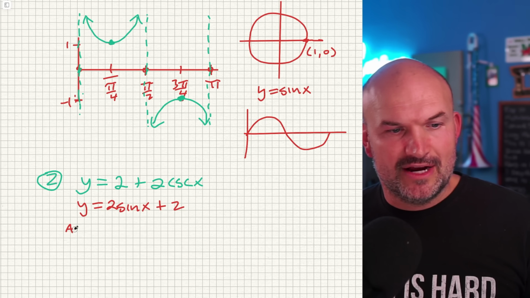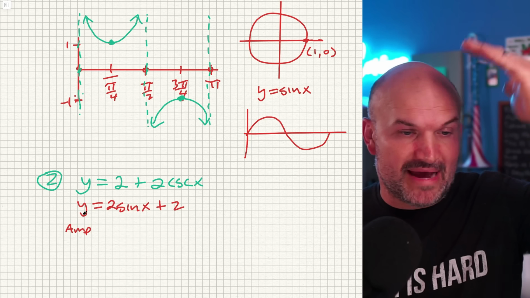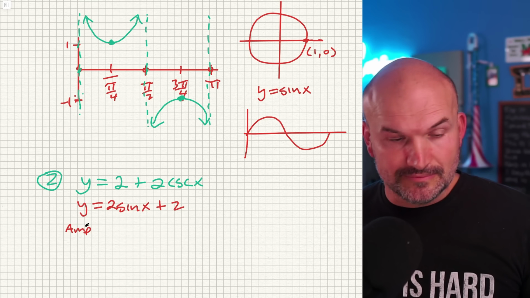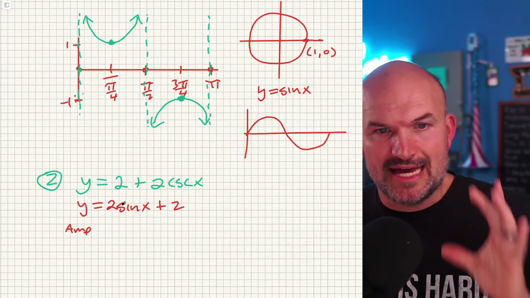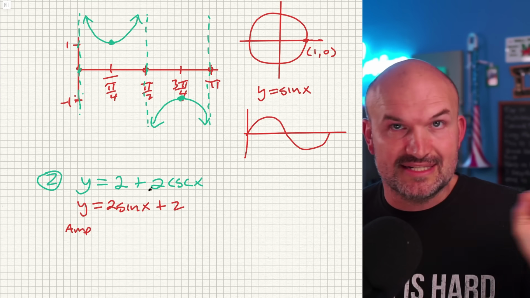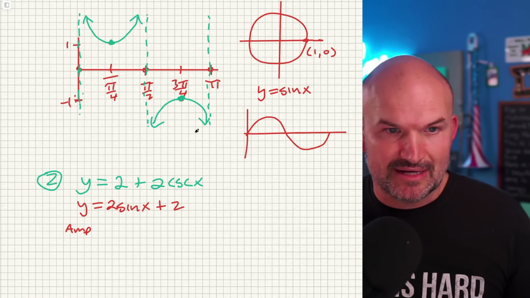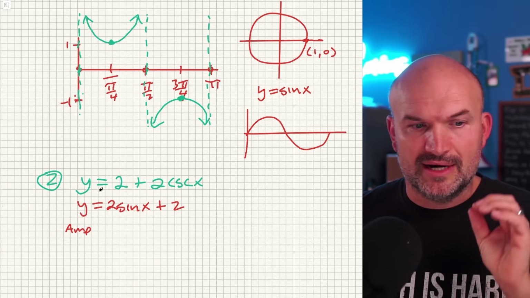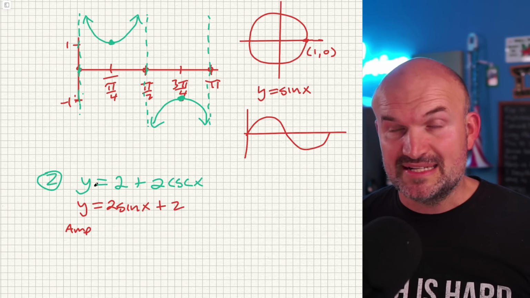But we need to identify our amplitude. Again, this is the half distance from the max and the min of our sine graph. So I'm identifying this amplitude to help me graph sine. Cosecant does not have amplitude. So I'm just writing this down so I can make sure I graph sine correctly, so therefore I can graph cosecant. But I want to clarify, cosecant does not have an amplitude. So I am finding the amplitude of my sine function.